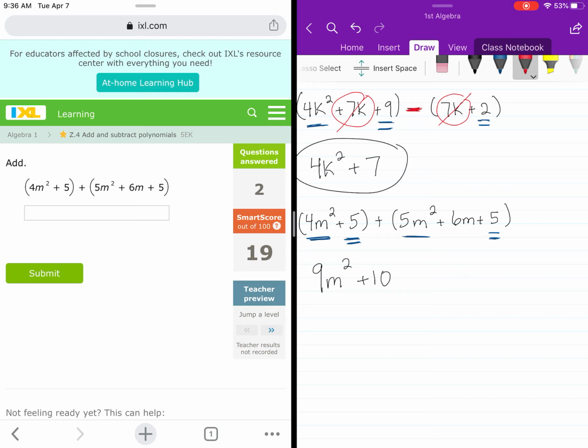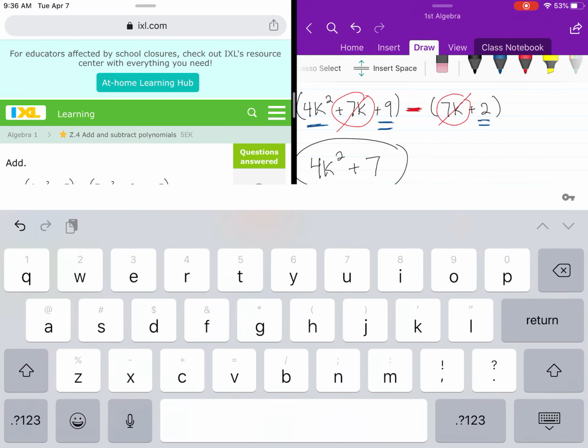And then if I look at the second parenthesis, I'm done with the first parenthesis. If I look at the second parenthesis, we still have this number here that we have not used, the 6m. Because there is nothing else with just an m by itself, it's the only one, it is going to stay the same. It is not going to change. So plus 6m. And that will be my final answer there.